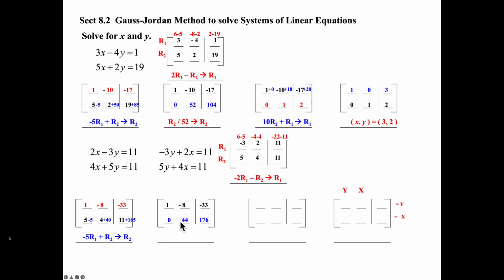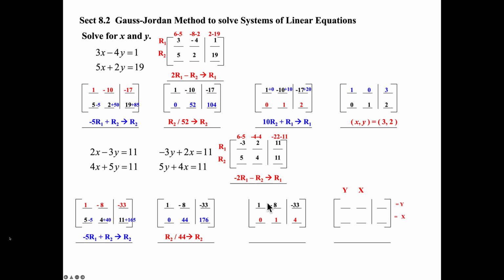We need to turn 44 into a 1. Just like we did 52, you have no choice. You got to divide all of row 2. When you're in the lower right-hand corner, you got to divide it by itself. Row 2 divided by 44 is the new row 2. That'll be a 1, and that will be, I believe, a 4.